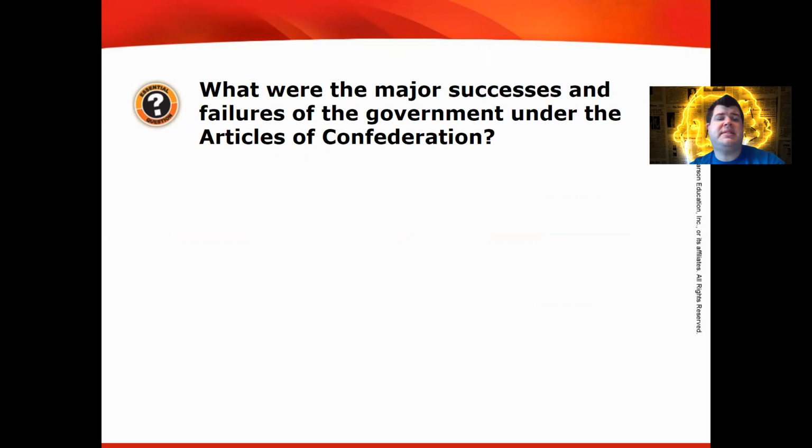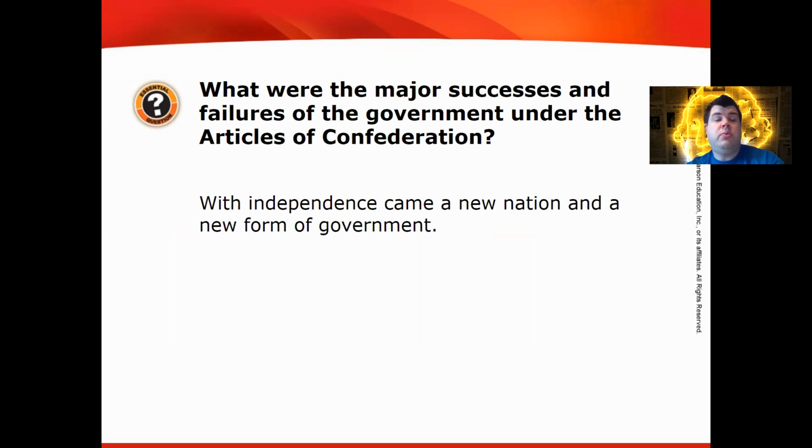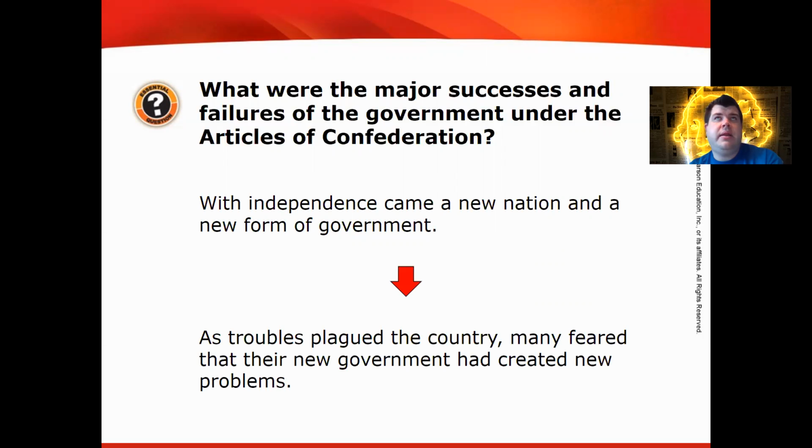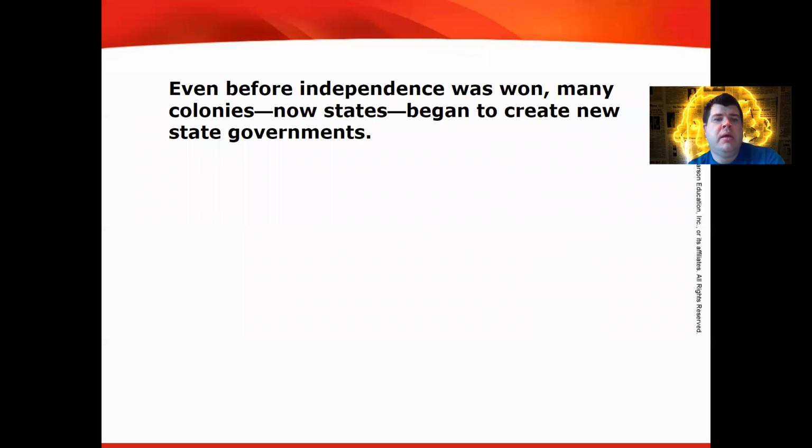So what were some of the major successes and failures of the government under the Articles of Confederation? You have a new country. You have to have a new form of government. That's the first thing that you have to set up. But the Americans found out that the government that they set up didn't really work for them. Some new problems came up, and the government that they created was inadequate in addressing those issues.